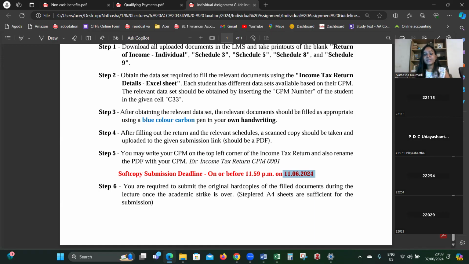Once this academic strike is over and the 2 weeks of study leave is over, we are meeting for 1 or 2 weeks again, right? At that time, we'll inform you the exact date. At that time, you need to submit the hard copies. No need to bind or do anything, just staple it and you can submit. So those are the things you need to do.